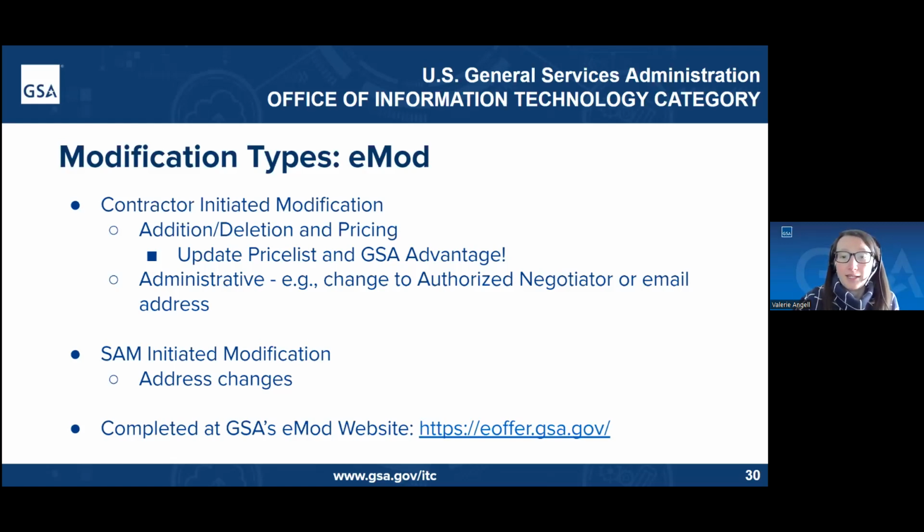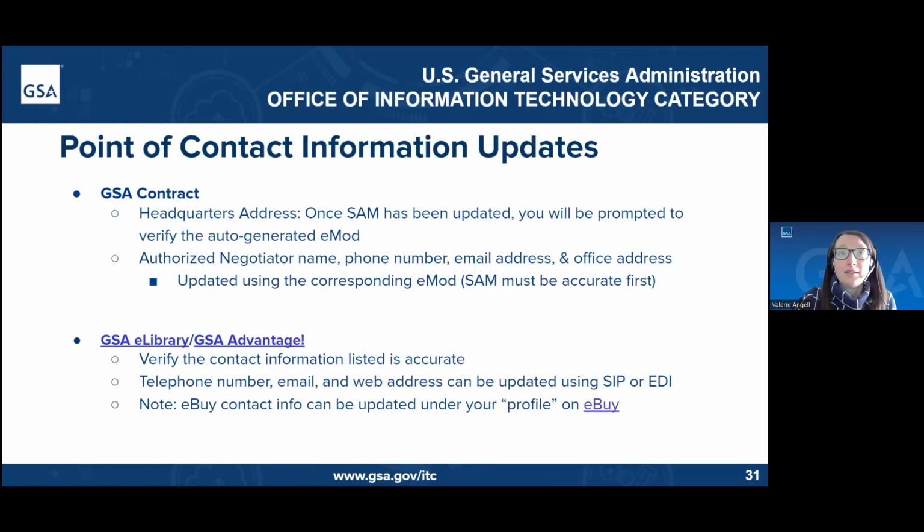Next slide. We frequently run into situations where vendors' points of contact need to be updated. Perhaps someone left the company or someone joined the company or someone retired. So there are a few different places to enter these updates. To update the points of contact on your GSA contract, for the headquarters address specifically, you want to update sam.gov, and once SAM has been updated, you will be prompted to verify the auto-generated EMOD.